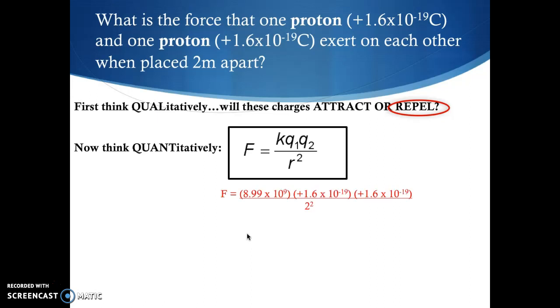constant, 8.99 times 10 to the 9th, times our first Q and our second Q. Here they're both just the Q of a proton, the charge of a proton, 1.6 times 10 to the negative 19th coulombs. Notice that I've kept those positive signs in there. Divided by the distance between our charges, or 2 meters squared. Similar to the previous problems, you should be getting a final answer of positive 5.8 times 10 to the negative 29th newtons of force. Again, we're getting a positive in this question because we're multiplying a positive charge times a positive charge.